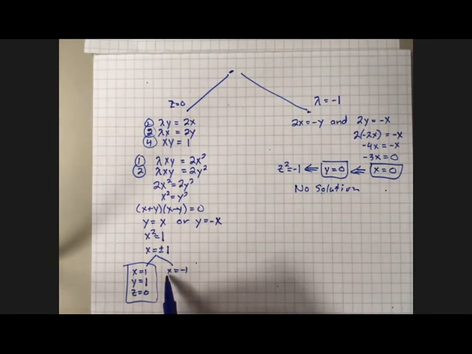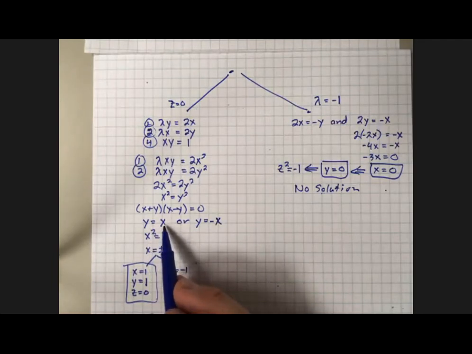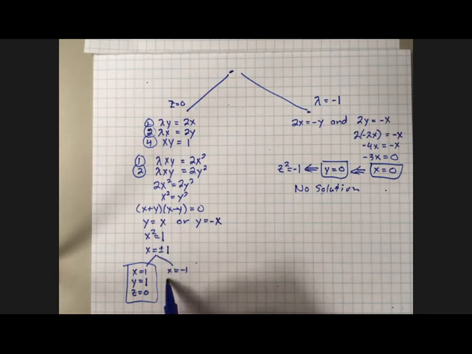Let's look at x equals minus 1. If x is equal to minus 1, then y is equal to minus 1. And if x and y are minus 1, then their product is 1. That's good. I'm on the branch z equals 0. So there's another possibility.